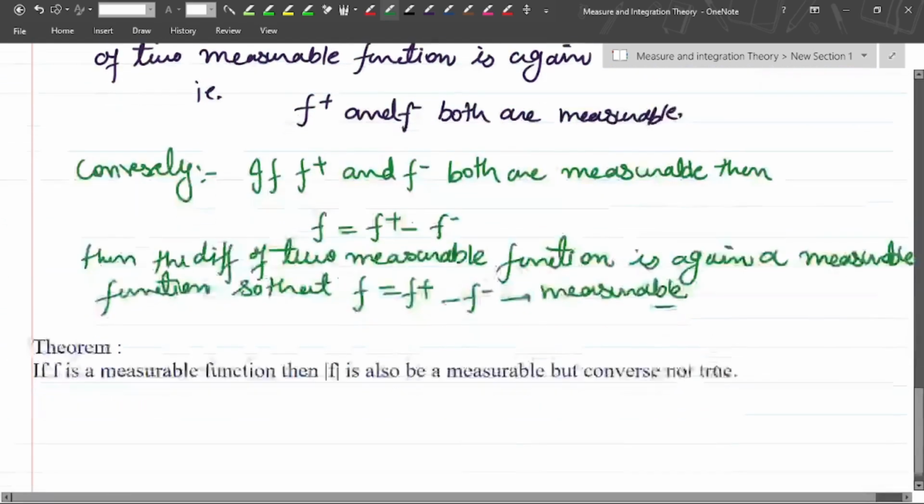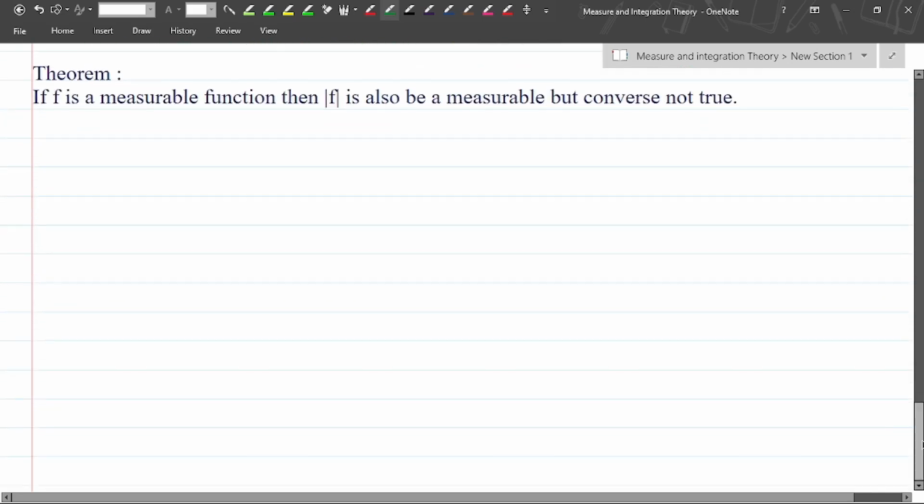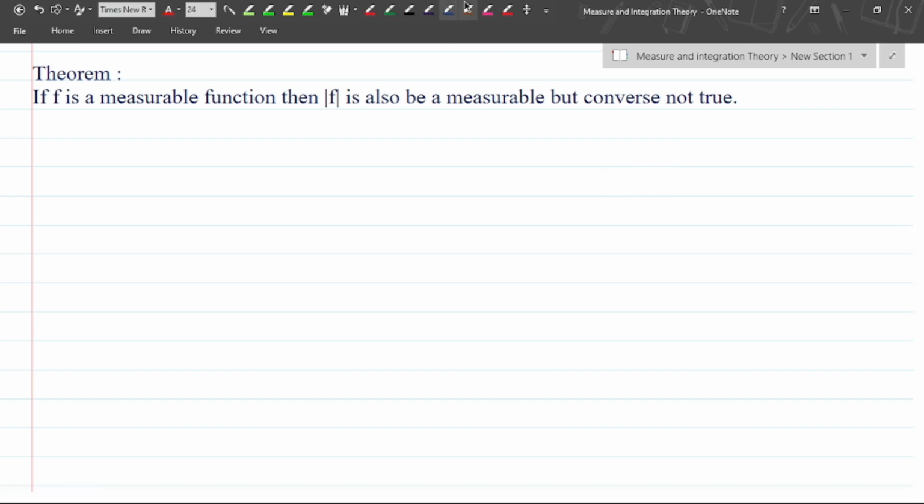Now next, related to the positive and negative part: if f is a measurable function, then mod of f is also measurable, but the converse is not true. It means if f is a measurable function, then mod f is measurable. But if mod f is measurable, then f need not be measurable. So we have to show a contradictory example for the converse. Okay, now proof.